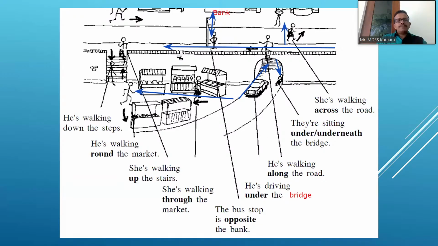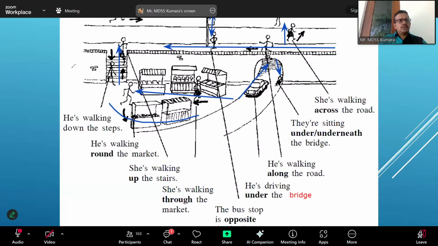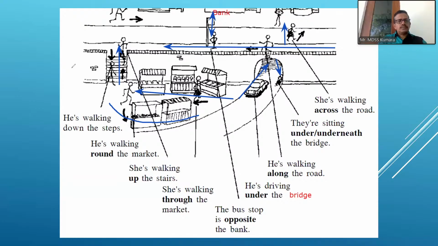She's walking up the stairs. He's walking round the market. This man is walking round the market, not through the market. Market එක මැදින් යන්න නැතුව market එක වටේ. He is walking down the steps.